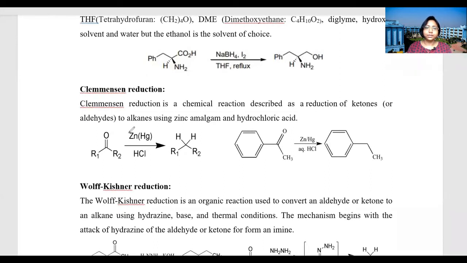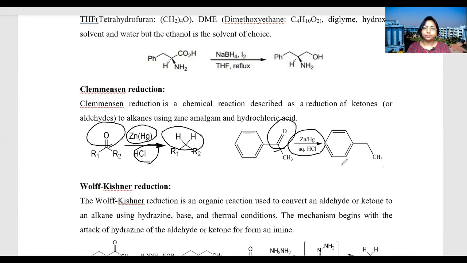So here the ketone will be converted into alkane. Okay, and what we require is zinc amalgam and HCl. Another example is also given here. It is the zinc amalgam, and you are getting from the ketone to the alkane. Okay, so you have understood the Clemmensen reduction.